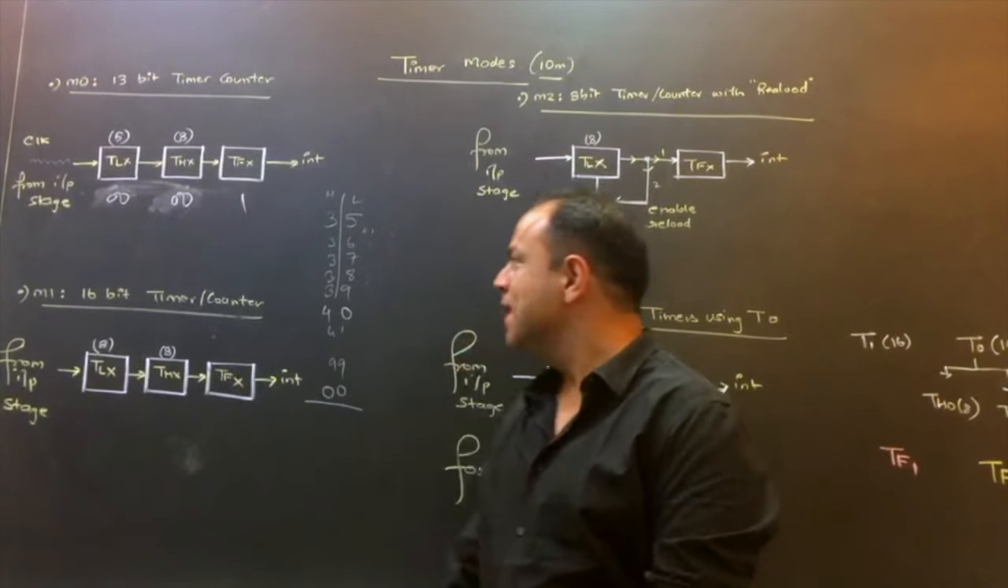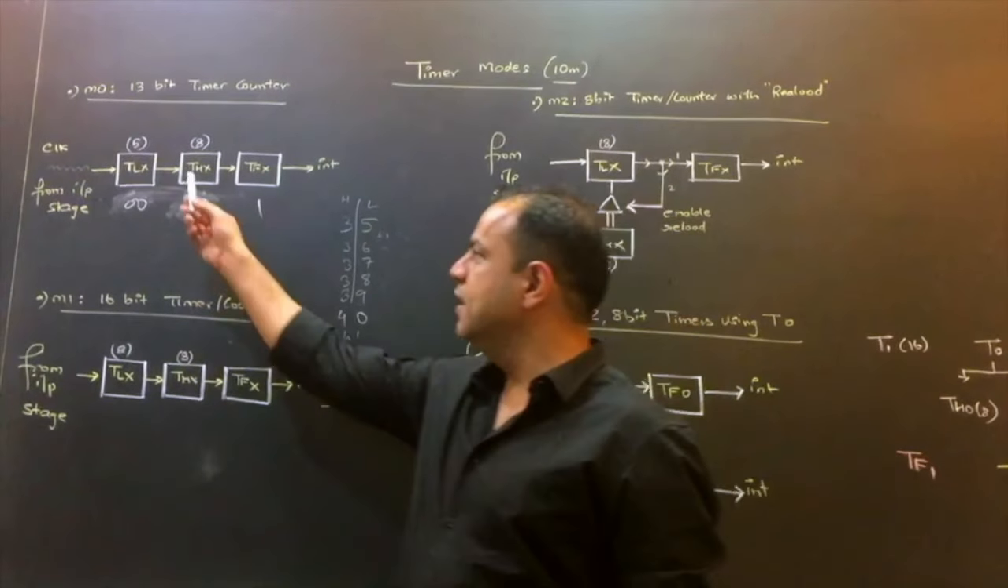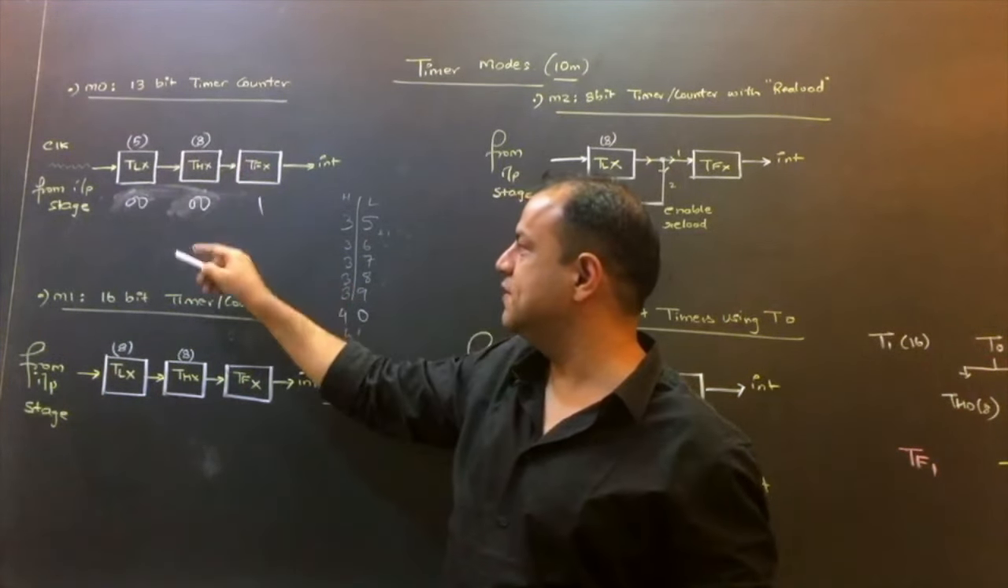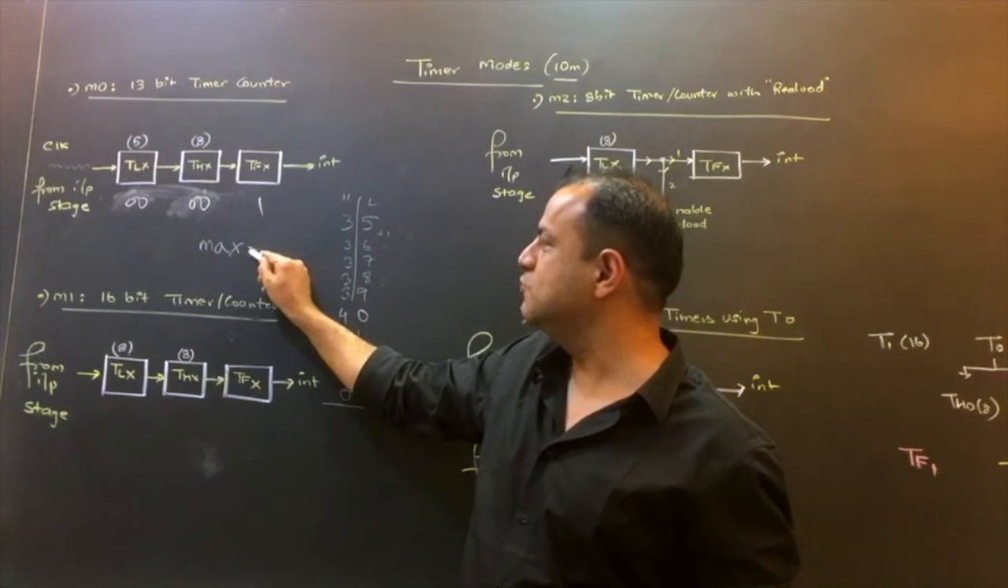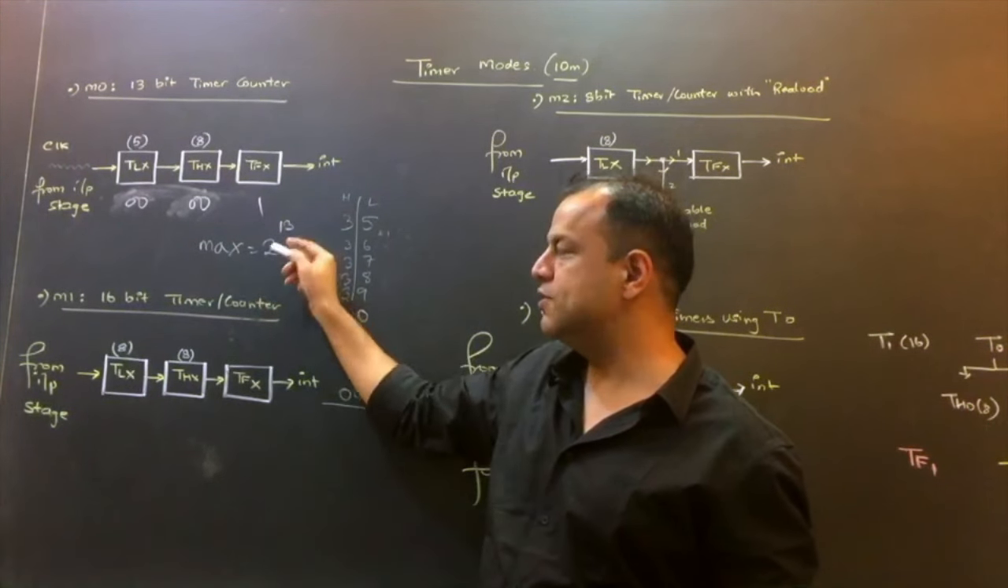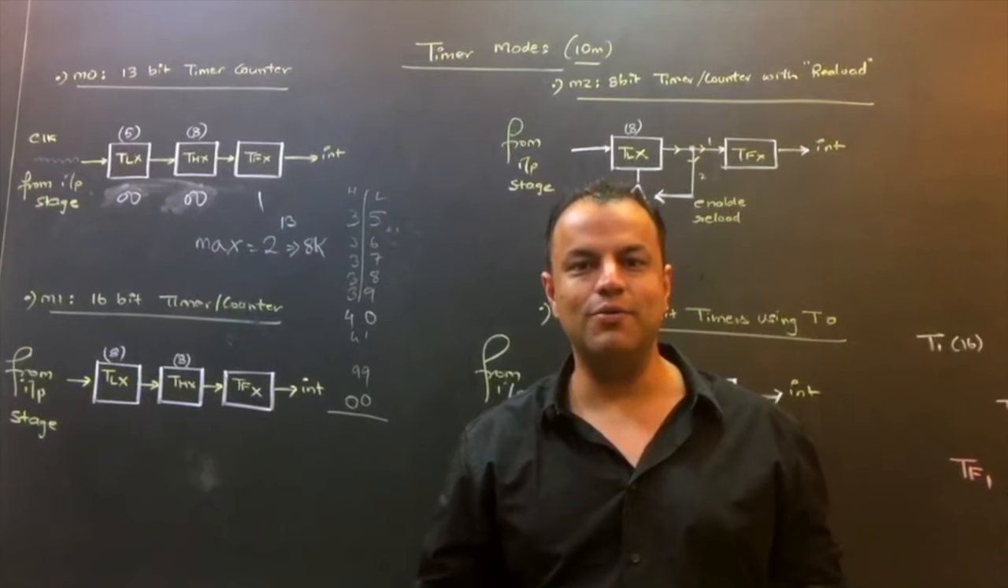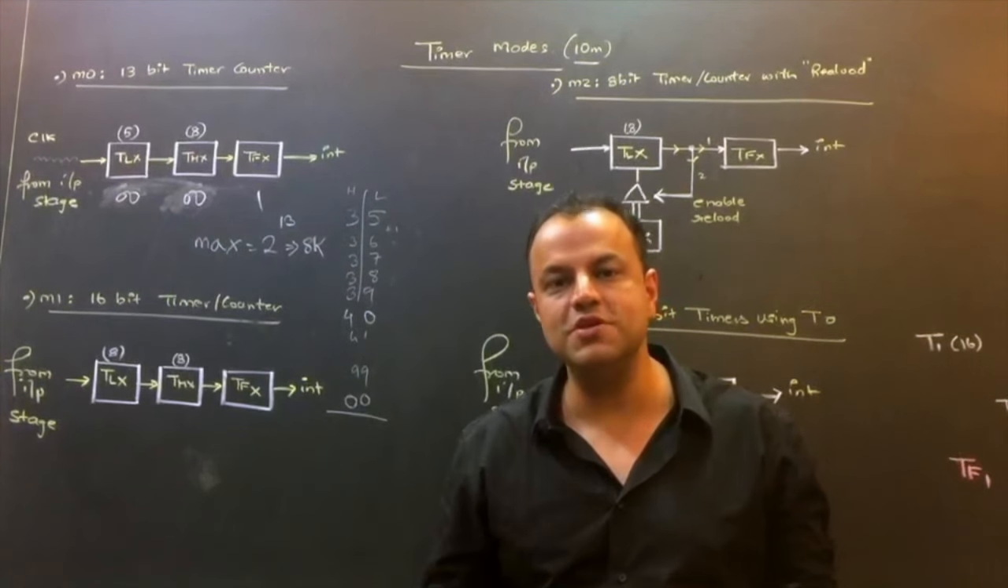I'm just revising. Now, the last point, the lower byte is used as 5 bits. The higher byte is used as 8 bits. 8 plus 5 is 13. So the max number of pulses to be counted is 2 raised to 13. You can write it as 2 raised to 13. You can write it as 8k or 1FFF, however you want to write it. 2 raised to 13 is an exponential way of writing it.